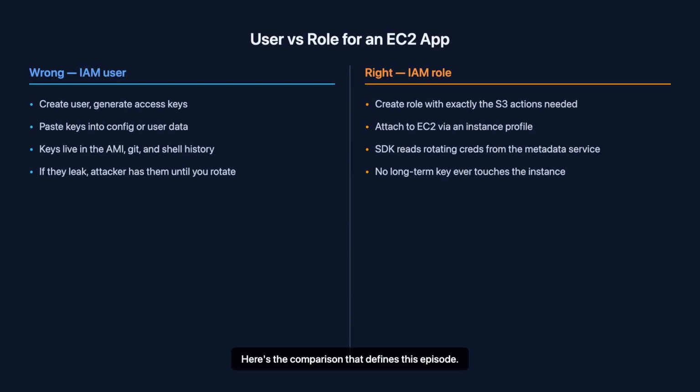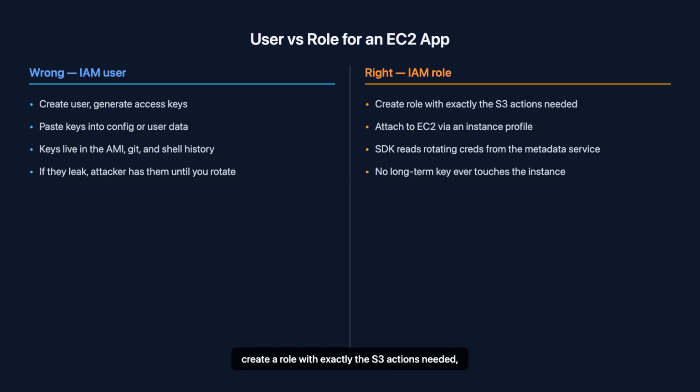Here's the comparison that defines this episode. On the left is the wrong way that engineers default to: create an IAM user, generate access keys, paste them into application config or EC2 user data. Now those keys are stored in the AMI, in Git history, in shell history, and if they leak, the attacker has them until you rotate.